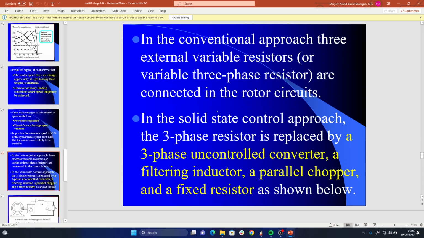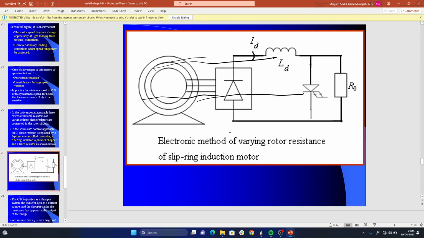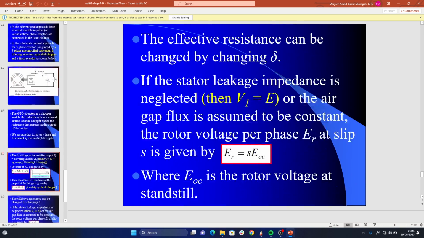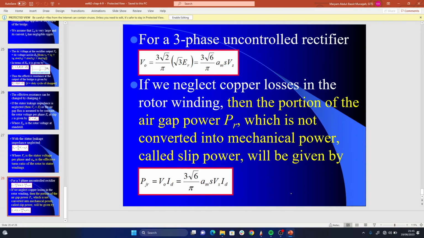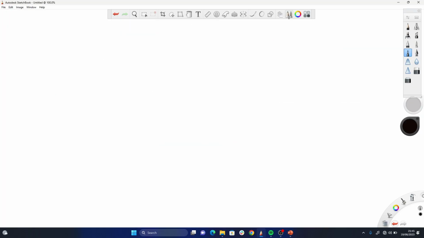Okay, so just read all this part here. Conventionally, you use external variable resistors connected to the rotor circuit, so that once you can vary the resistance, you can vary the slip. In solid state, this is what is used. Let's look at the solid state control.